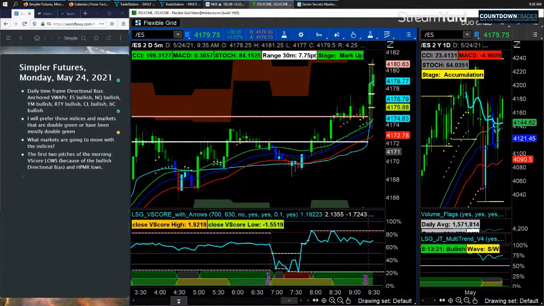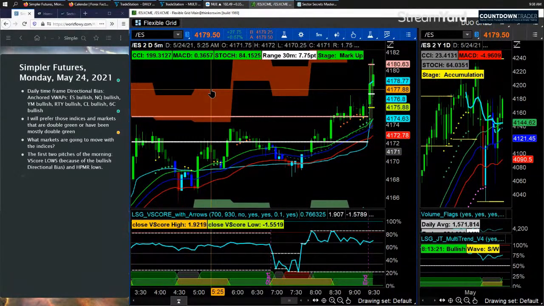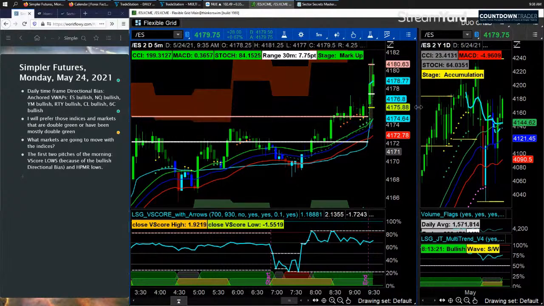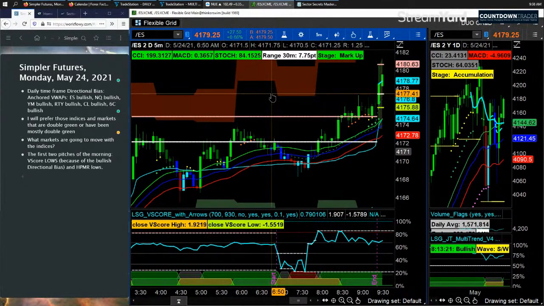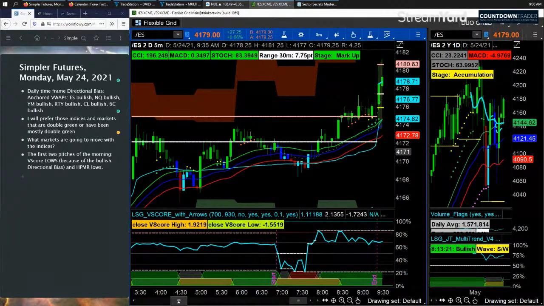All right, next up is, what do we have on our 1 minute or 5 minute? I'm looking at both time frames. I don't have anything near the V-score low yet. I've got nothing near the HPMR, which brings me to another point that a lot of traders somehow often tend to find out the hard way, which is you don't have to do anything in the first 30 minutes.